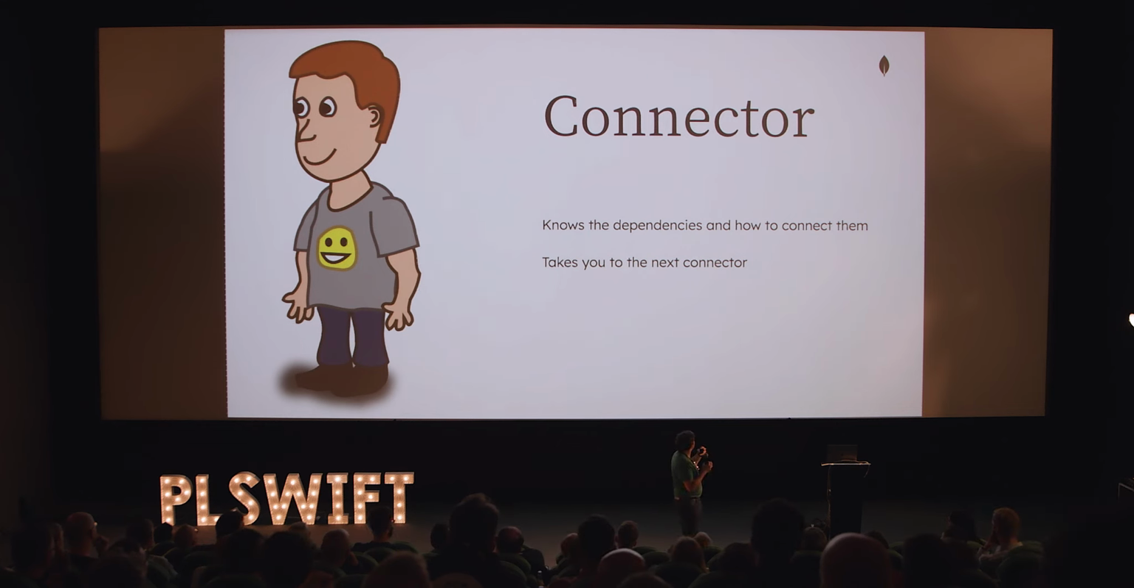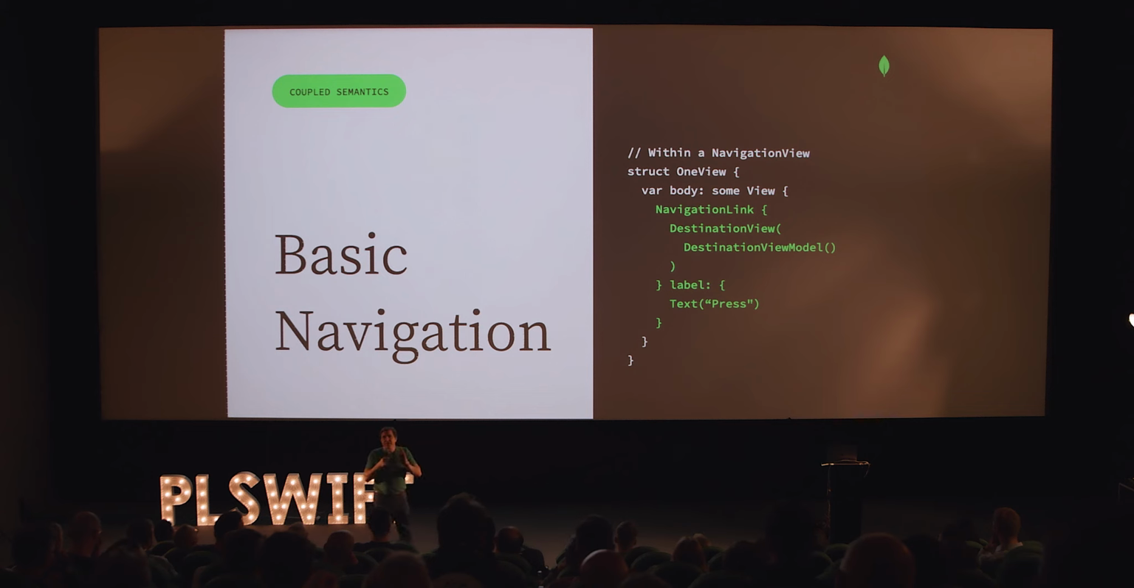Basically, you are going to have the first connector creating the first view, and using that connector that gets injected in the first view, you will navigate to the next one, getting a connector for each one of the destination views. Let me show you a very simple example and evolution from bad navigation into something that I believe could be better, okay? So this is coupled navigation.